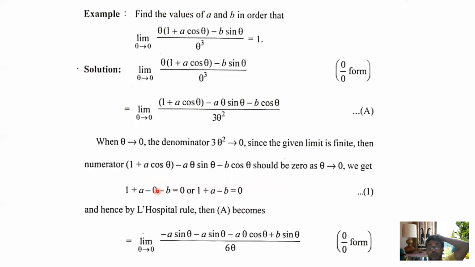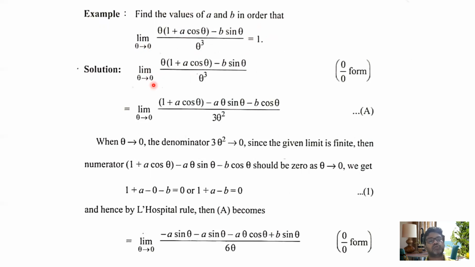Next, this is also another good example for you. Find the value of a and b such that limit theta tends to 0, theta into 1 plus a cos theta minus b sin theta by theta cube is equal to 1. That is your limit given. So here a and b are unknown, you have to find out.